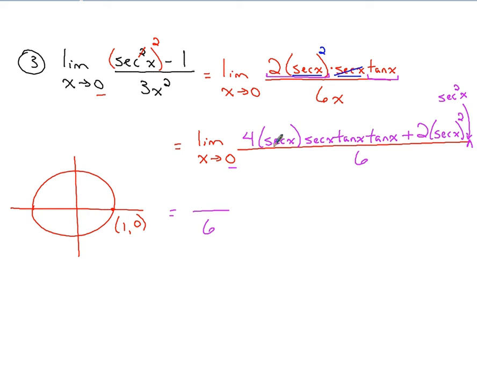So, secant of 0. We've talked about this now. Secant of 0 is 1, right? So this is going to be 1. This is going to be 1. Tangent of 0. This is going to be 0. Okay, over here you've got secant of 0 squared. That's going to be 1. This is the same thing. That's going to be 1. What's left on top? 2, right? Because all this multiplied out gives you 0. All this multiplied out gives you 2. So answer is 1/3.